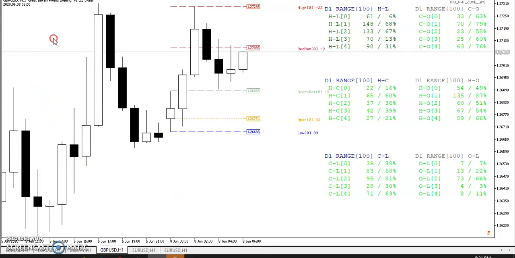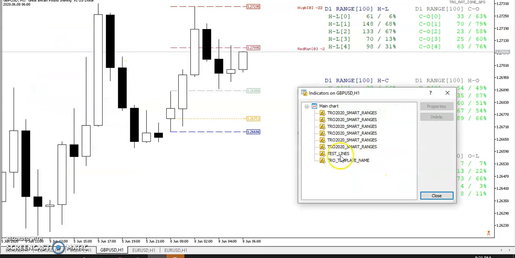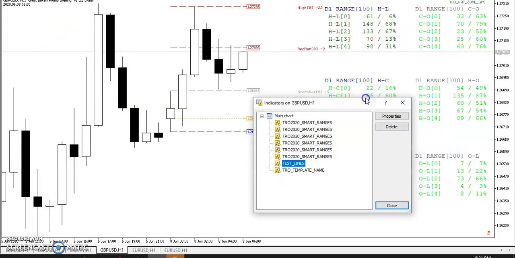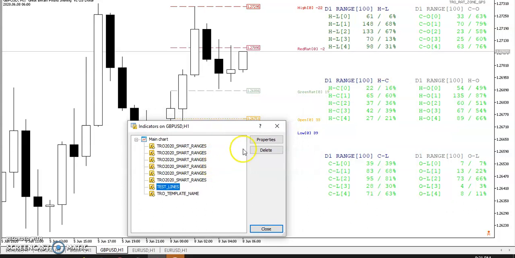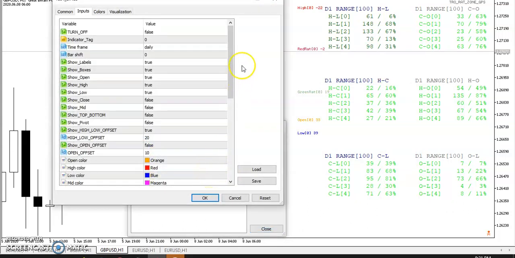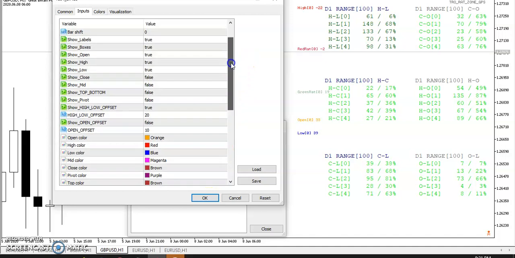So what I did was in the test lines indicator, which at some point is going to get renamed the TRO HL5, but until I get it to a place where I'm happy with it, it's just going to be test lines. You can see here we're showing the labels now with the price distance from those lines. We've got open, high, low, close, mid, the top and bottom. So that's for the wick zone. We've got the pivot now also, and the high-low offset. That's for the rat zone.